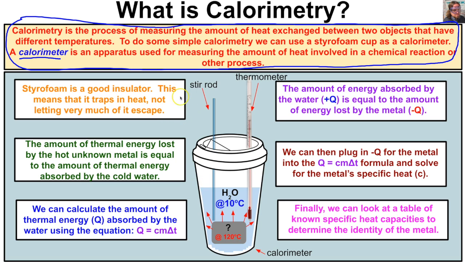So what is calorimetry? Well, it says right here once again, it's the process of measuring how much heat is exchanged between two objects that have different temperatures. So let's suppose we have an unknown sample of metal. And all we know about this metal is the mass of this metal, right? Let's suppose we knew the mass of this metal to be like 50 grams. And we know that the temperature of this metal is also 120 degrees Celsius. And so what's going to happen if we put this very hot piece of metal in a given amount of water? Let's suppose here we have, say, 125 milliliters of water at 10 degrees Celsius.